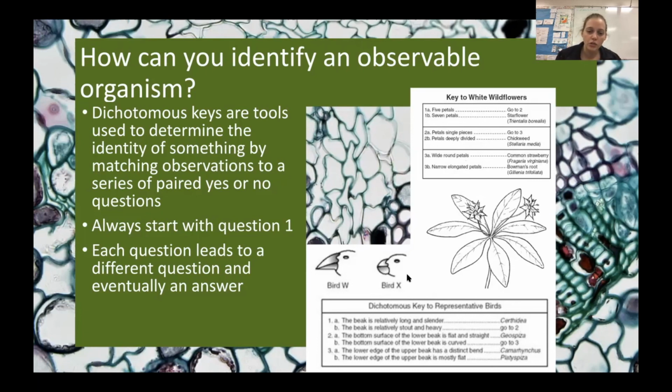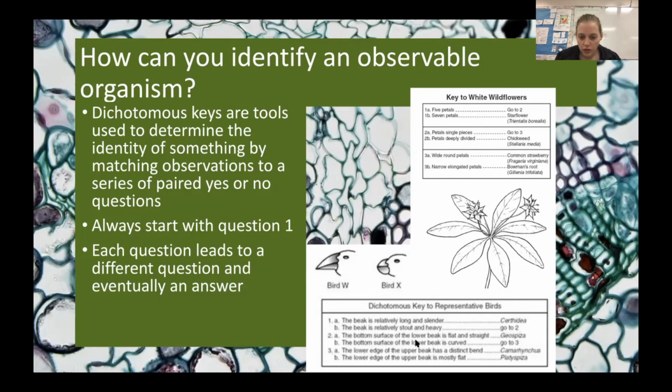So we'll analyze bird X here in this dichotomous key. We always start with question one, even though we're not starting with the first organism on the list. So bird X, either the beak is relatively long and slender or stout and heavy. So this isn't a very long beak. We can say that it's stout and heavy. So that tells us we need to go to question two.